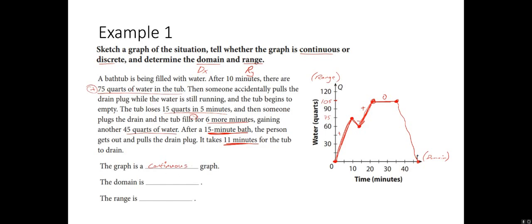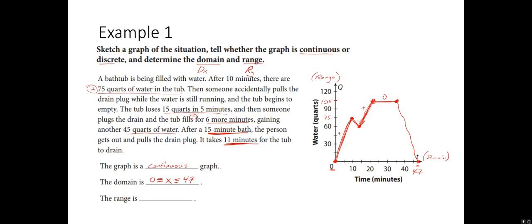Now the domain, remember domain is our x. We are starting at 0 and we end at 47. Okay, this is a 47-minute bath. So you could say we start at 0, so we are greater than or equal to 0, and less than or equal to 47. And of course, this is in minutes. So remember, domain is always your input, and range is your output. And we'll get back into that when we talk about functions some more.